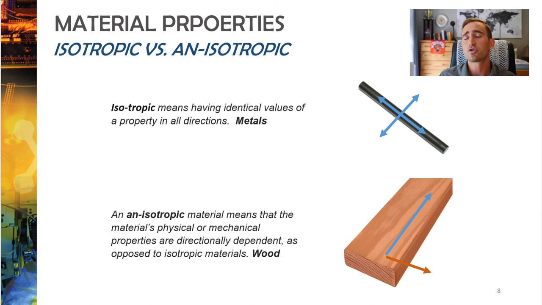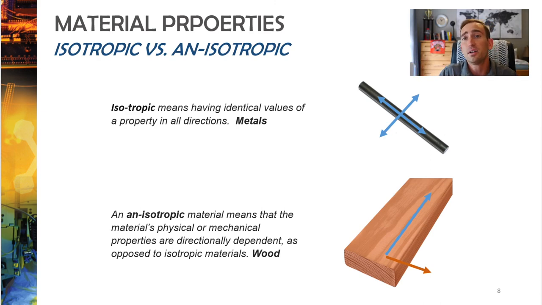So an example of an isotropic material is a metal. It's homogeneous, and it'll have the same structural properties no matter which way you look at it. And it's also going to be electrically and thermally conductive no matter which way you look at the metal as well, for the most part. A material that's anisotropic, on the other hand, would be wood.